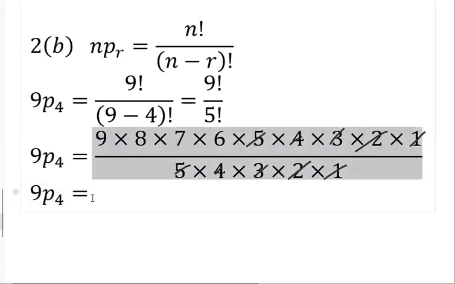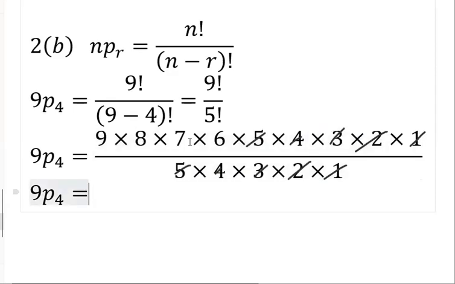If you bring out your calculator, you punch 9 times 8 times 7 times 6, you'll be left with 3024. That's our final answer.